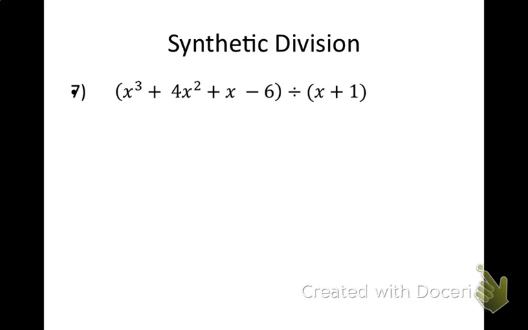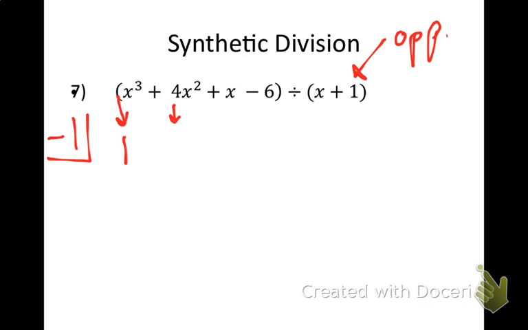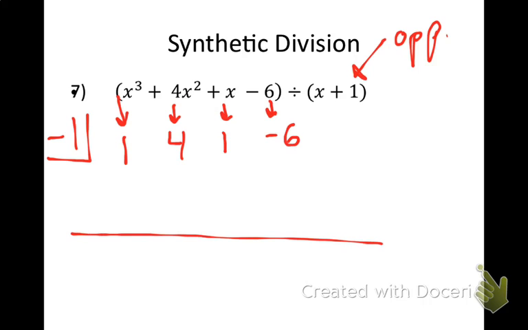Number 7. Okay, I need to find my divisor here. And again, I'm using coefficients. So I think opposite here. What's the opposite of a positive 1? It's a negative 1. I bring my coefficients down. The coefficient in front of x cubed is 1, 4, 1, negative 6. Does everybody go through where I got the coefficients?